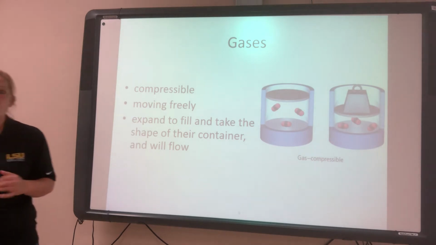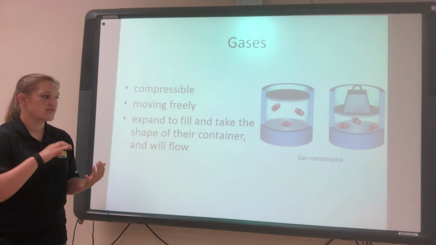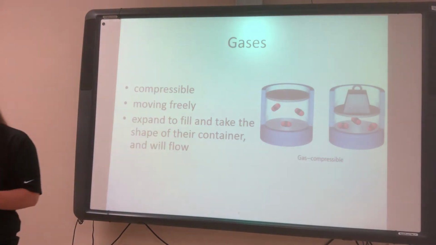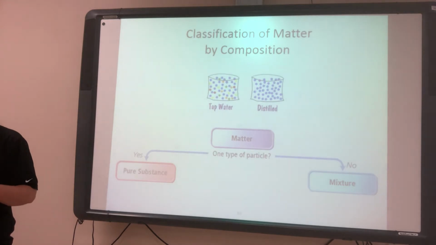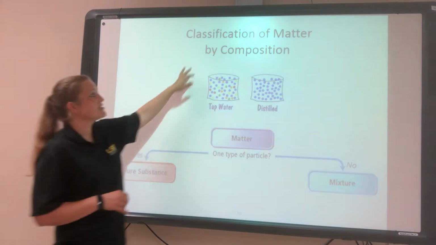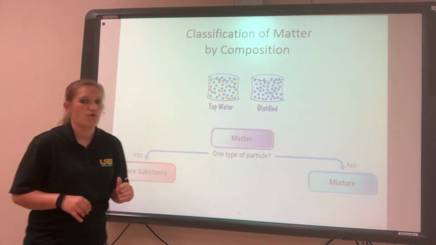All right, so now we talked about one way to classify matter. We can classify matter based on if it's a solid, if it's a liquid, or a gas. Another way that we can classify matter is based on its composition. So that was based on its state. Now we're going to classify matter based on its composition, and we're going to make a little diagram, a little table. Okay?